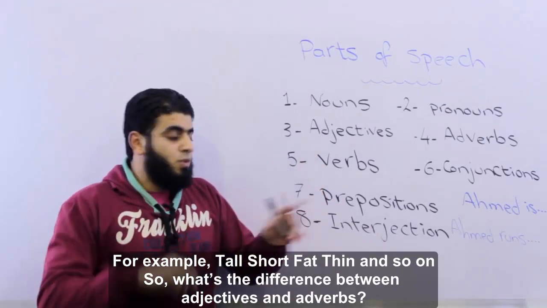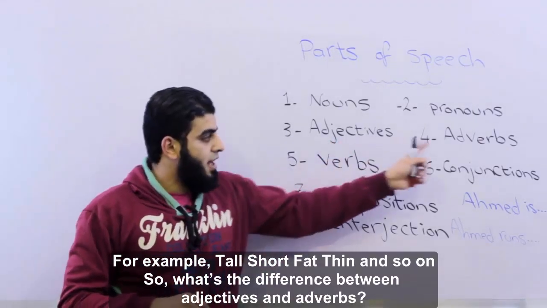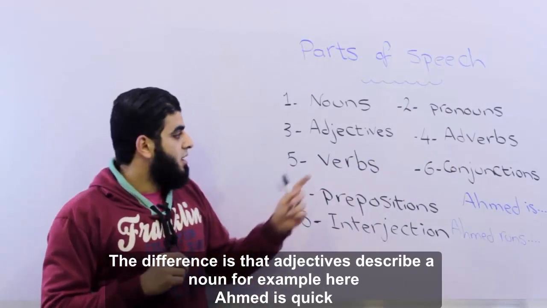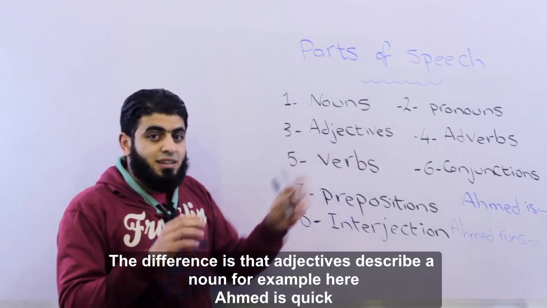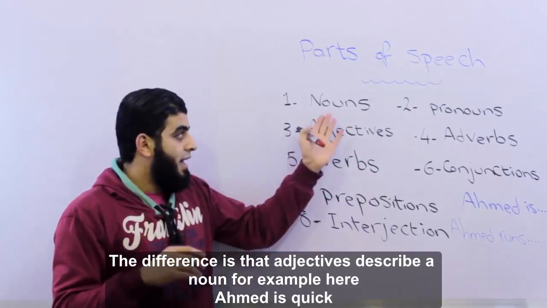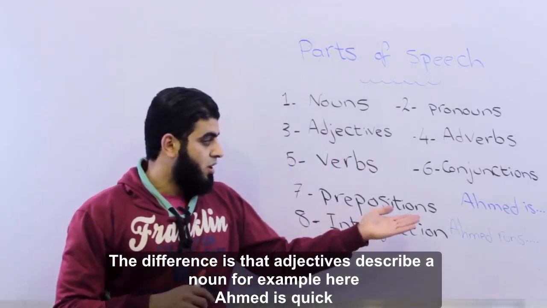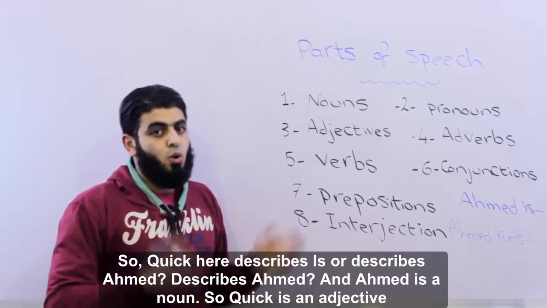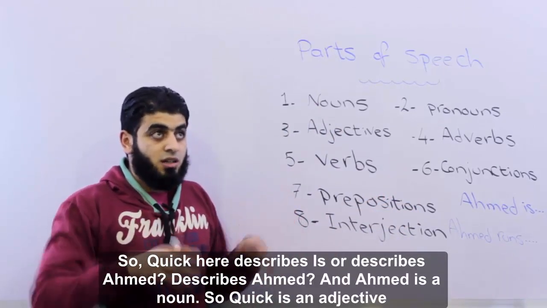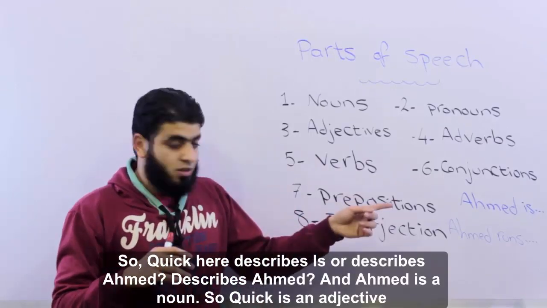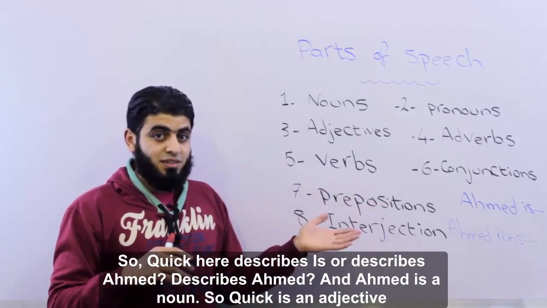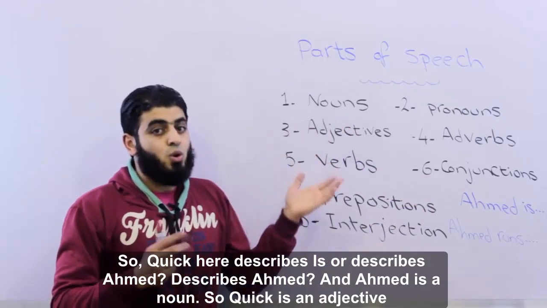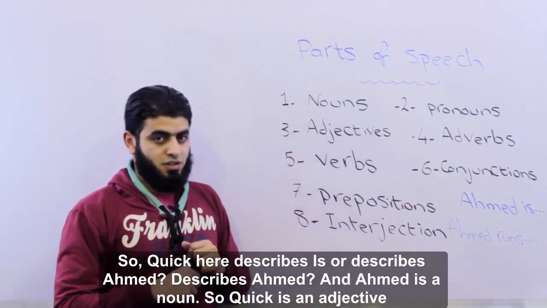So, what is the difference between adjectives and adverbs? The difference is that adjectives describe a noun. For example, here, Ahmed is quick. So, quick here describes is or describes Ahmed? Describes Ahmed. And Ahmed is a noun. So quick is an adjective.